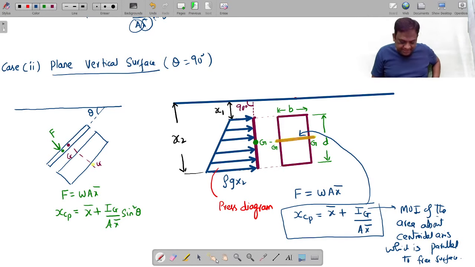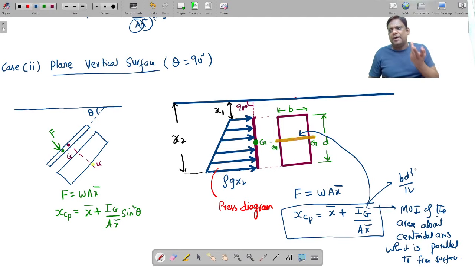So in this case, what will be the moment of inertia about this axis? It will be B d cube by 12. So in this case, इस केस में it will be B d cube by 12. अगर circle होता है तो pi by 64 d power 4. Please tell me, are we clear? Now let me show you the complete part of this.